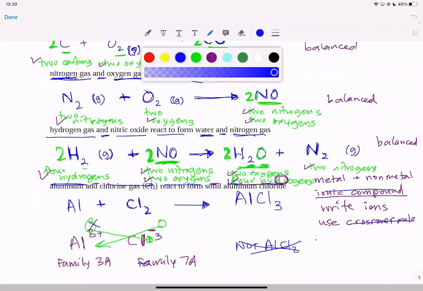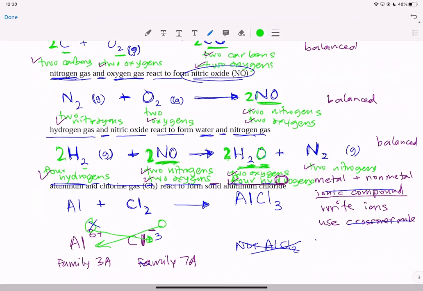Now I still need to balance this. So this is the odd number 3 against the even number 2 chlorines. So I'm going to put a 2 in front on the right side, 2 AlCl3. That'll give me 2 aluminums and now 2 times 3, or 6 chlorines. So that means I'm going to go back here and put a 3 in front of Cl2. That'll be 6 chlorines, 3 times 2. And then I'm going to add a 2 in front of Al. So that's 2 aluminums on both sides and 6 chlorines on both sides. And so now that's balanced.